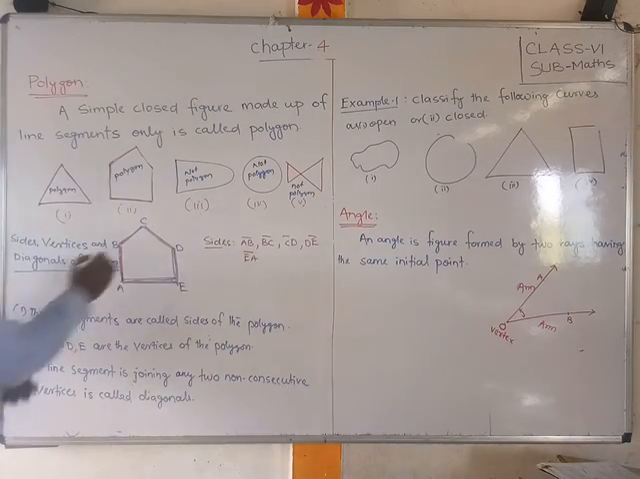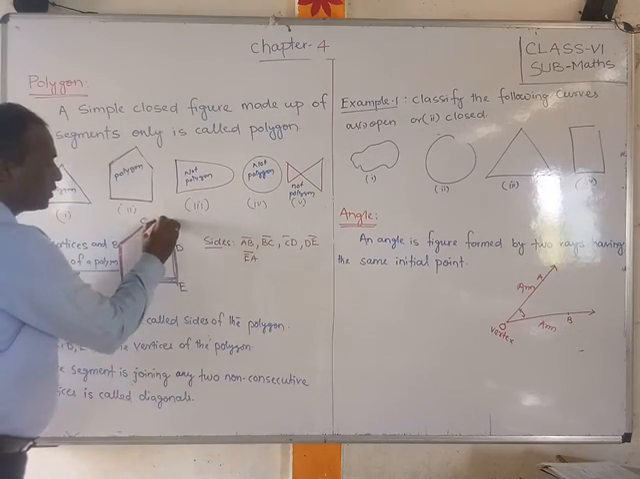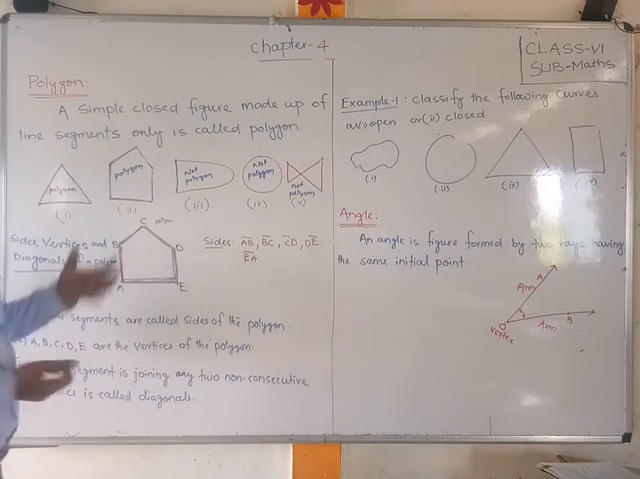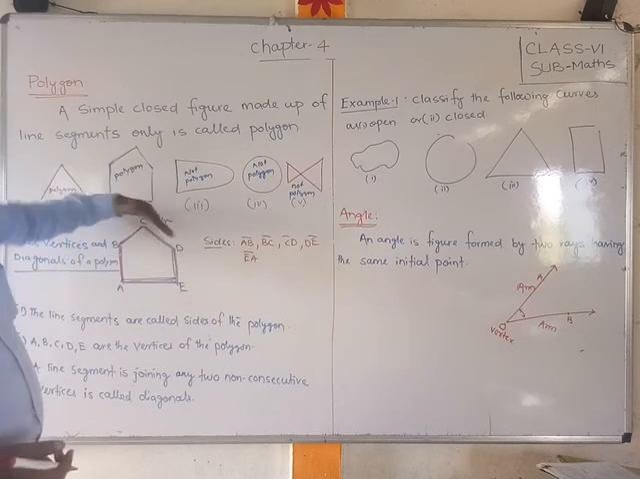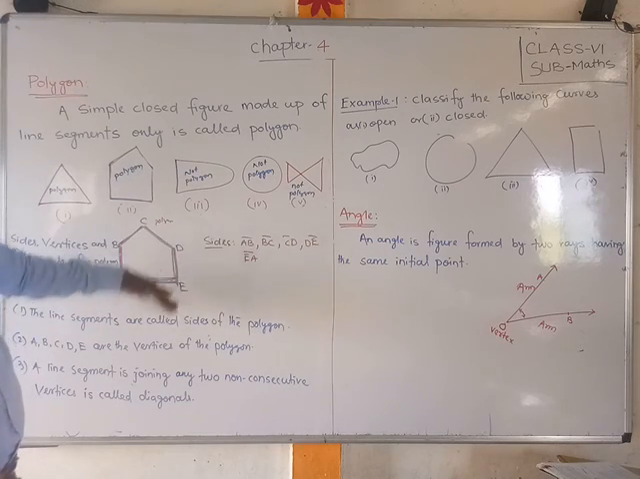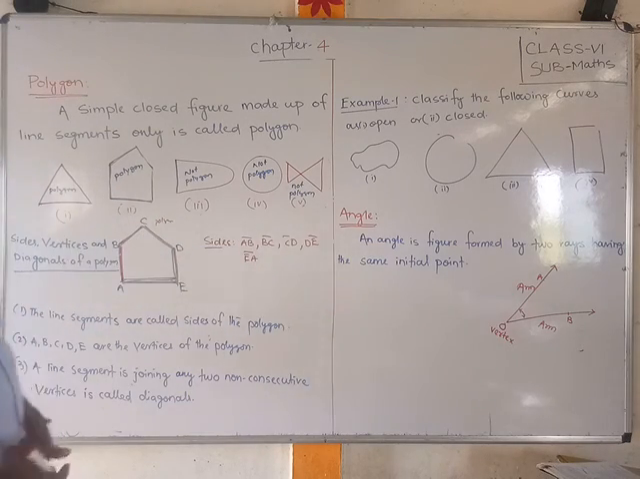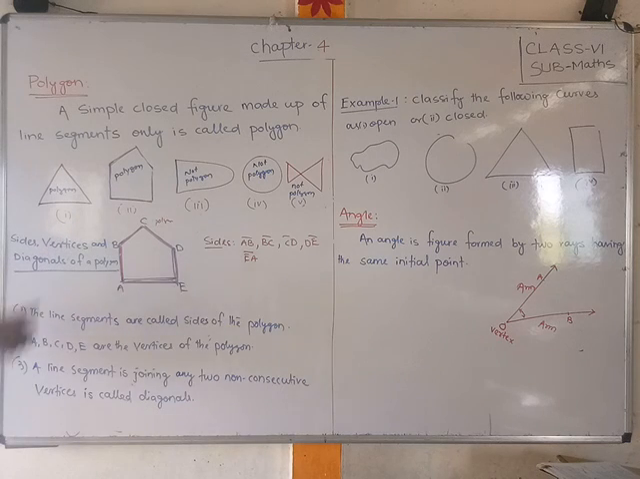This is one polygon. Yes or no? Yes. So how many sides does this polygon contain, students? 5 sides: 1, 2, 3, 4 and 5. These are the line segments. So 5 sides. Second, we will study what the vertices are.